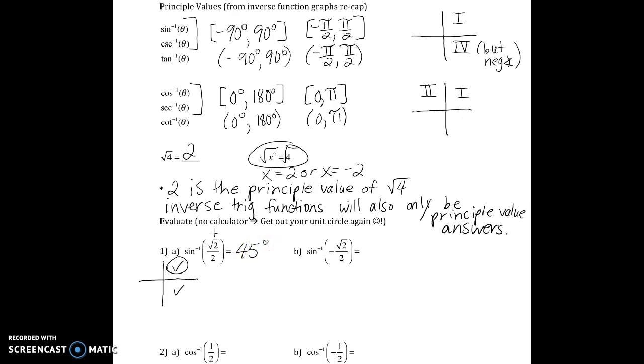Now part B is going to be the same idea, but it's negative root 2 over 2. So that's going to be in the fourth quadrant. Now we want it to be between negative 90 and 90. So the difference here is that it's going to be negative 45. The temptation will be to put 315 for that, because that's what you're used to doing when we do the exact values. But now that we're going backwards, we have to make sure that it falls in these ranges up top here.